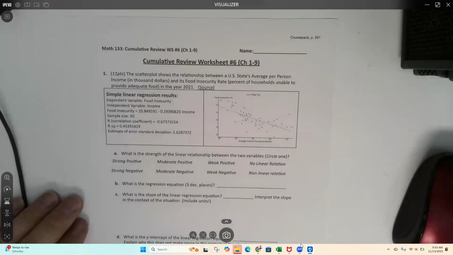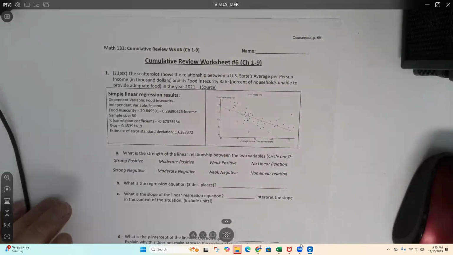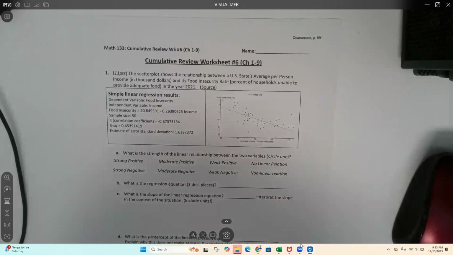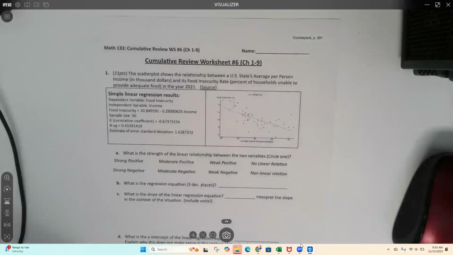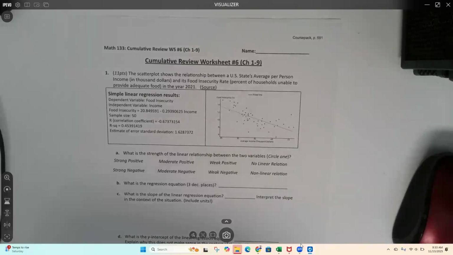So question number 1 is a linear regression. The scatter plot shows the relationship between U.S. states' average per person income and its food insecurity rate in the year 2021. So does anybody remember what page I go look at in my exam notes packet for these kinds of questions? This is the chapter 4 stuff. This is linear regression. Somebody give me the page number.